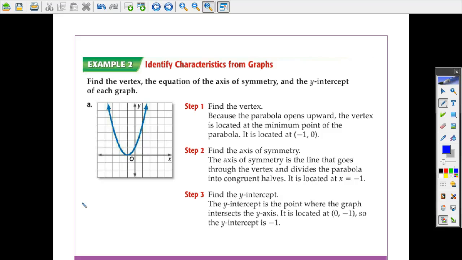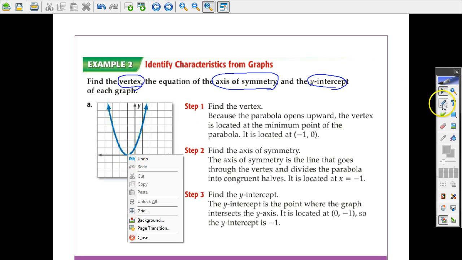Identify characteristics from graphs. All right. Find a vertex. Okay, so vertex is either the minimum or the maximum of the graph. Also, you need to find the equation of the axis of symmetry. Okay, and the y-intercept. So there's 3 things they're asking you for. Okay. Find a vertex. Vertex is easy. It's the point right there. It's either going to be the minimum or the maximum.